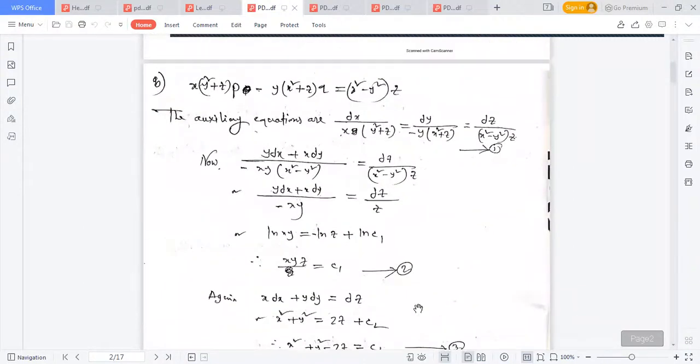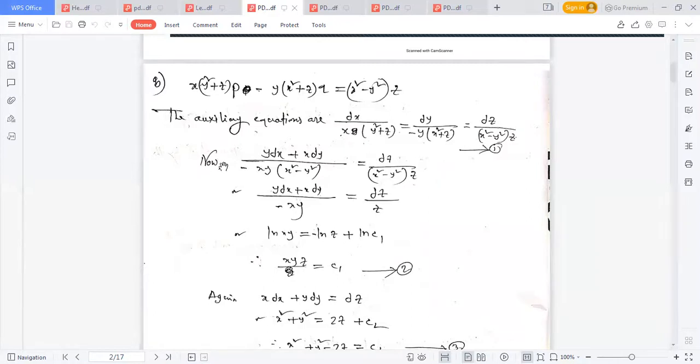Now we can solve another one: x y square plus z into p minus y x square plus z into q equals to x square minus y square into z. Here p is the partial derivative, the coefficient of partial derivative del z del x, and q equals to del z del y. So the auxiliary equation will be dx divided by the coefficient of small p, dy divided by the coefficient of small q, and dz divided by the right hand side r.